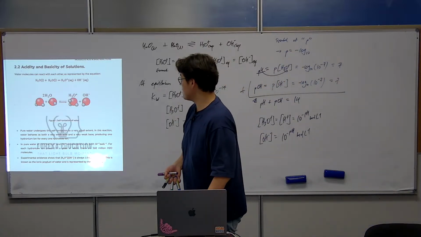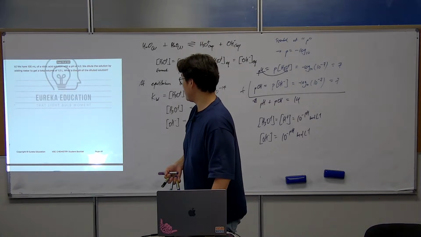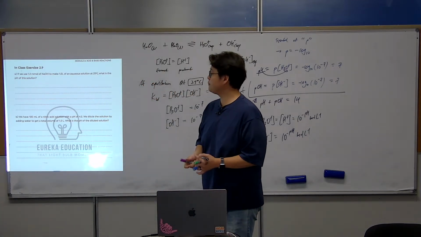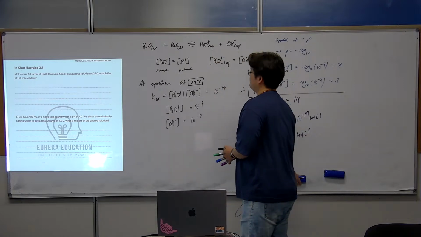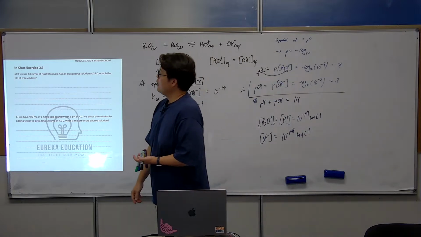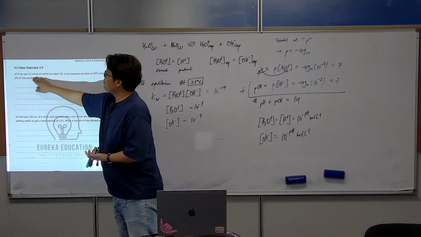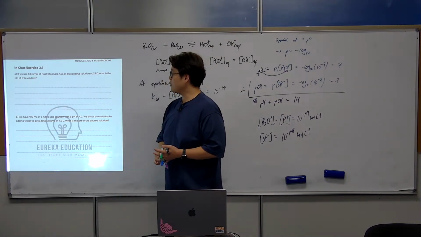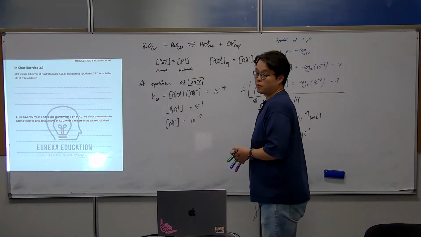Now, what if we have some different situations? So let's have a look at page 69, question 1, 2.9a. If we add 1 millimole of sodium hydroxide to 1 liter of aqueous solution at 25 degrees Celsius, what is the pH of this solution then?